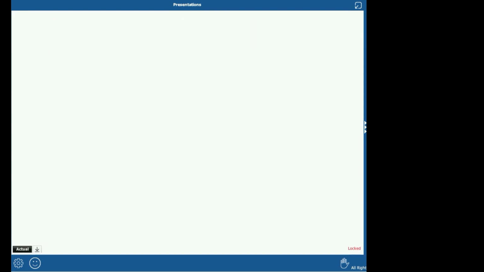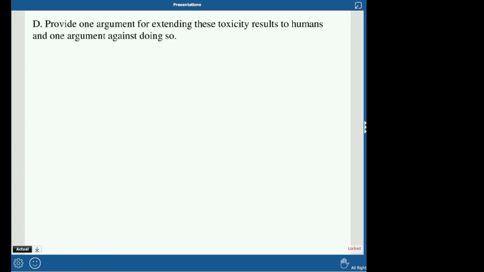Okay, so do that. Now let's do D. We need to provide an argument for extending toxicity results to humans and one argument against doing so. On one hand, we need to say a pro, why we should do this, and then on the other hand, a con. So what is a good reason to extend these results to humans? Well, we could say something like it's illegal to do these tests on humans.